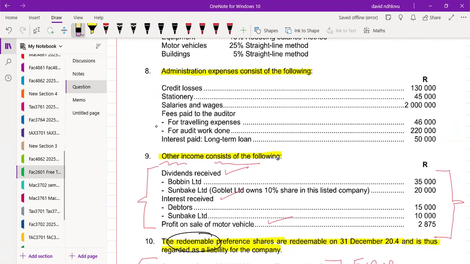Right, there is interest that was paid. I think I need to add these figures. I'm going to add the credit losses, 130,000 plus 45,000 plus 2 million in salaries. This is the admin expenditure. We're given the admin expense here, plus 46 we're given for disclosure, plus 220,000. What does it give me?